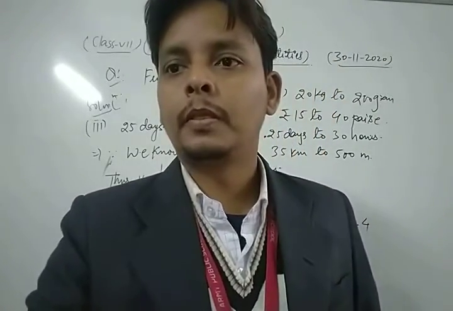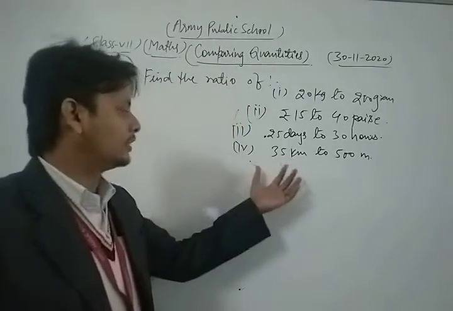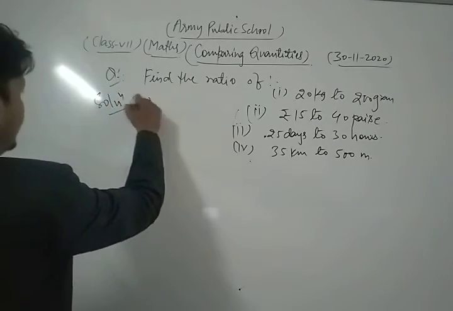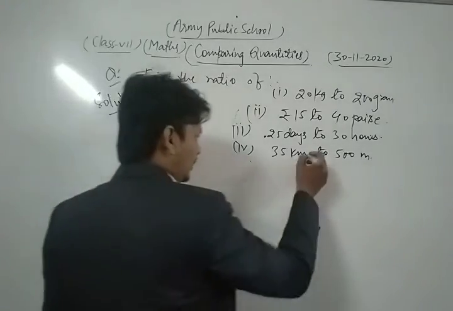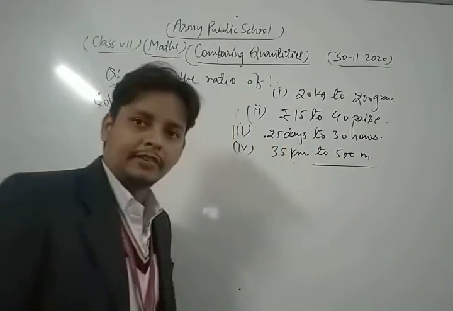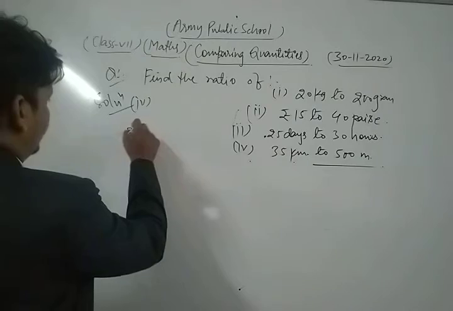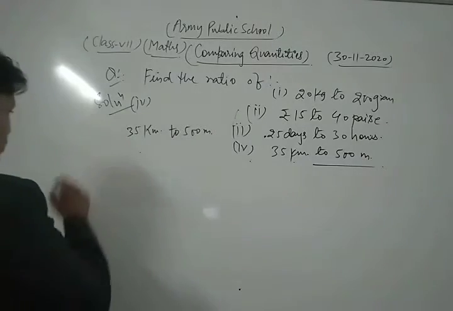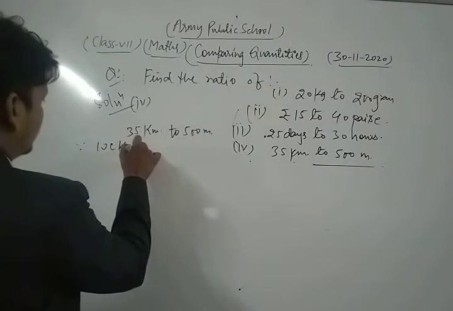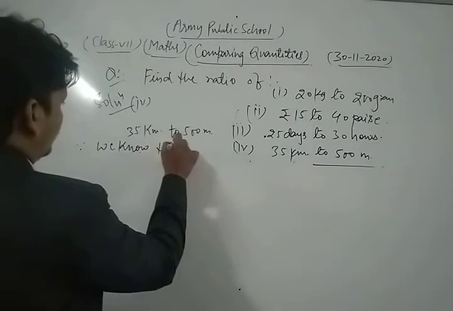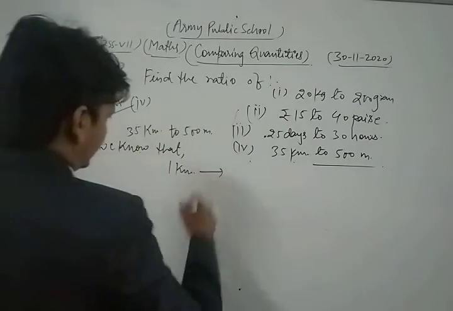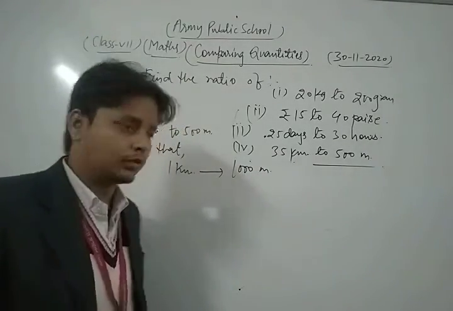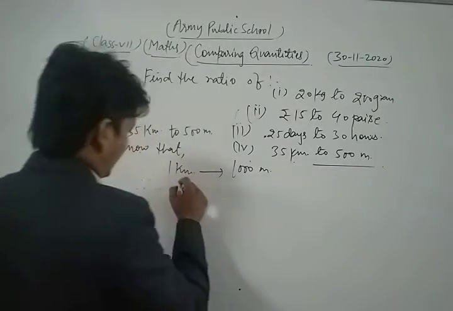Okay dear students, now we take and solve the fourth part of this question. Let's see its solution. In this question we find the ratio of 35 kilometer to 500 meter. First of all we know that in 1 kilometer there are 1000 meter.